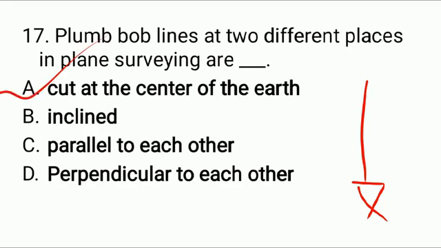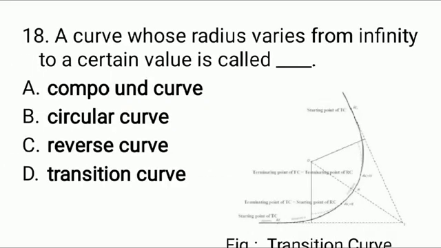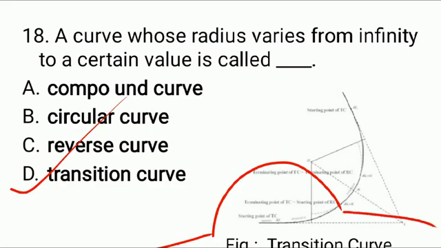Next question: a curve whose radius varies from infinity to a certain value is called what? It is called a transition curve. It starts from here, a circular curve is joined with this, and another transition curve is here. So our curve looks like this. A curve whose radius varies from infinity to a certain value is called a transition curve.